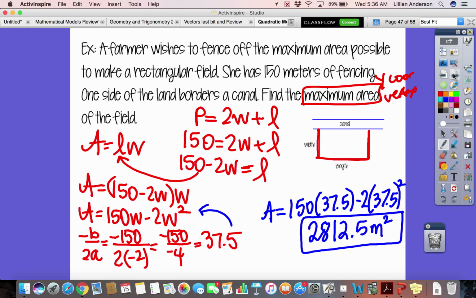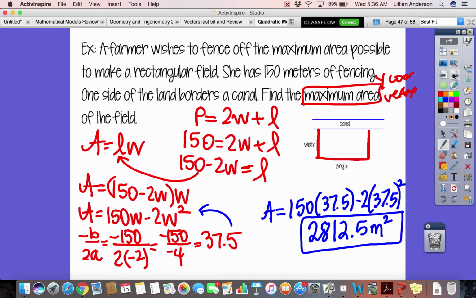Now, these slides are from when we first went over quadratic models back in your junior year. And if you notice, in this problem, it says a farmer wishes to fence off the maximum area possible to make a rectangular field. She has 150 meters of fencing. One side of the land borders a canal. Find the maximum area of the field.